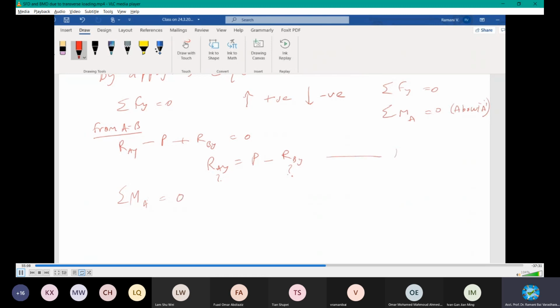Keep it like this, equation 1. And then you solve here, taking moment about A. My handwriting is clear? Anywhere not clear, please tell me.